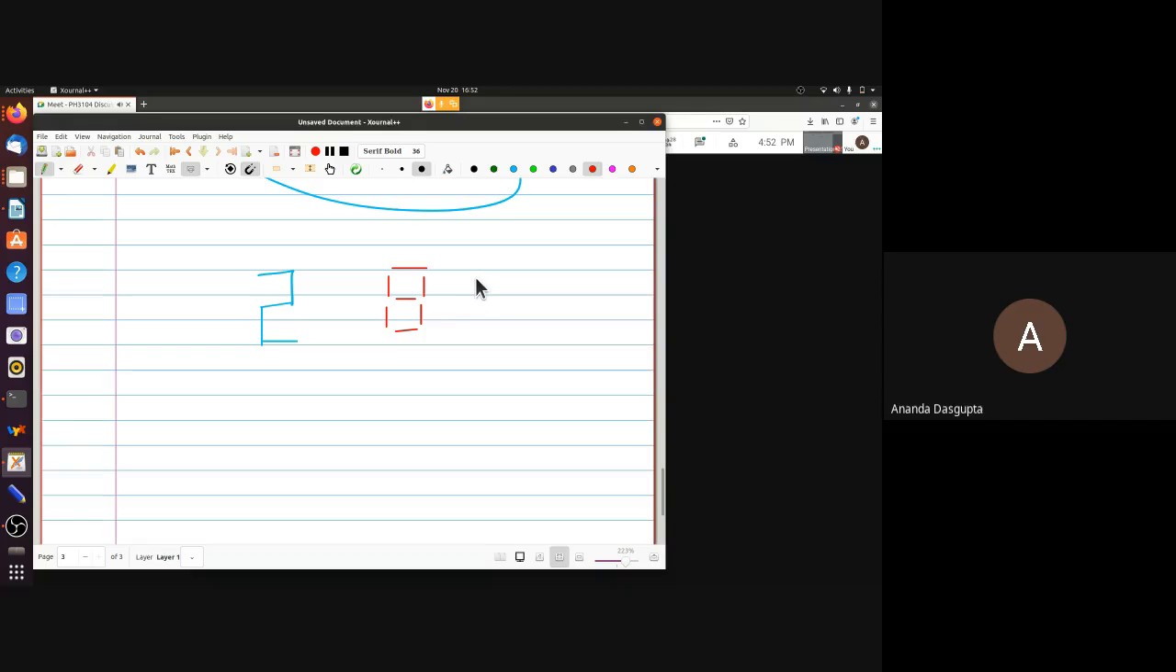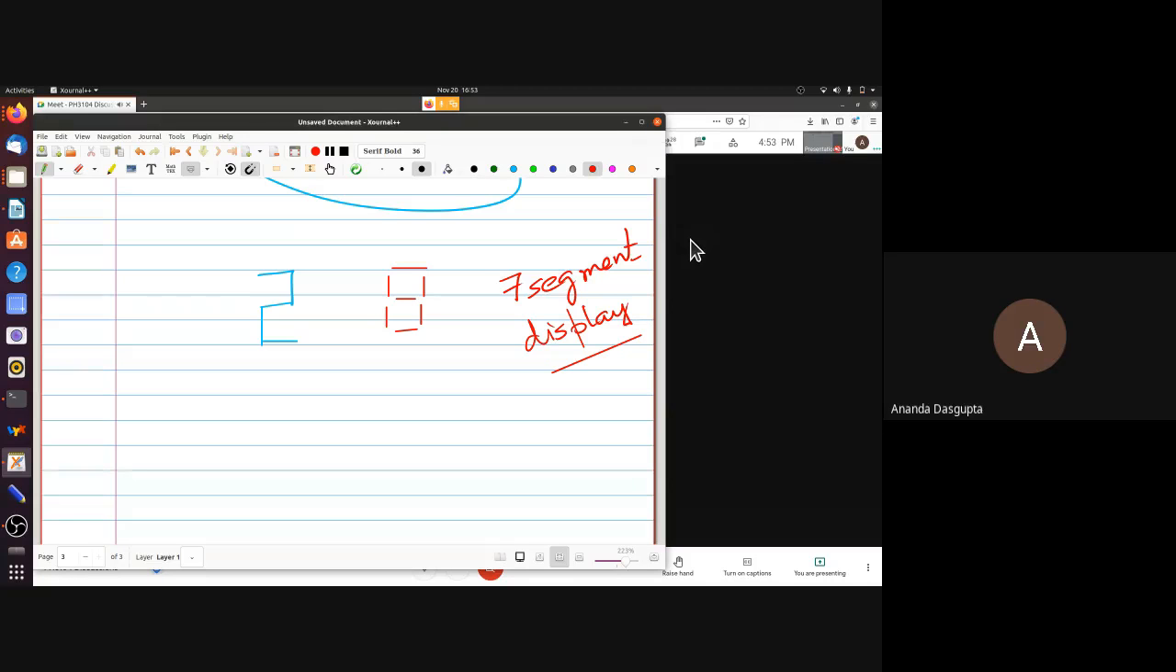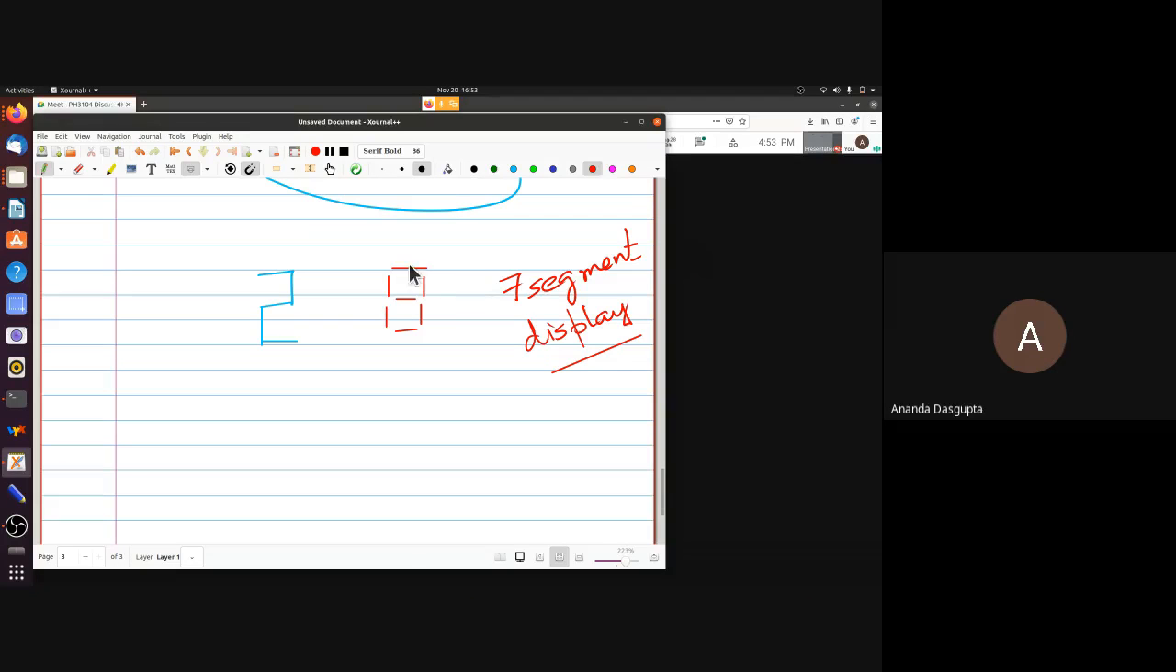Yeah, so there's a formal name for this. Anybody knows the formal name for this? This is actually called a 7-segment display. Do you understand why this is called a 7-segment display? There are 7 segments which are named. Okay, there's a formal nomenclature for them. I'm just making up the letters as of now.